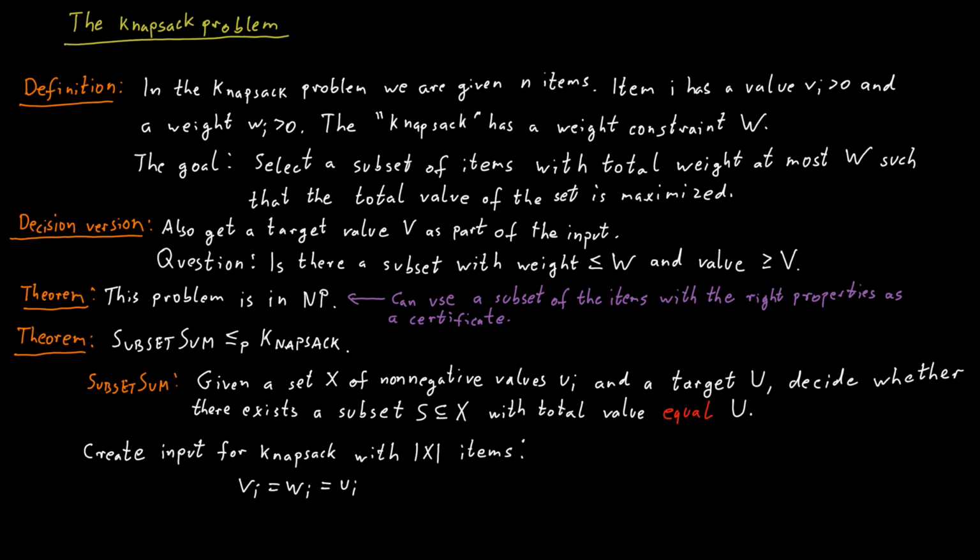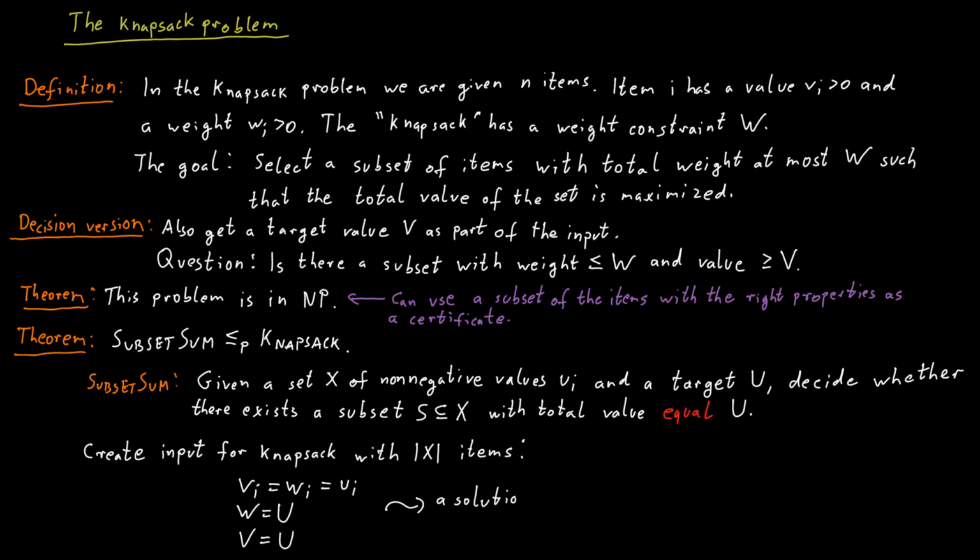So the number of objects we would create for our knapsack problem would be equal to the number of numbers that we have in the set for the subset sum problem. The weight limit of our knapsack would be set equal to capital U, the target value we want to hit with our subset for subset sum. And the value you want to achieve in your knapsack problem will also be set to this capital U.